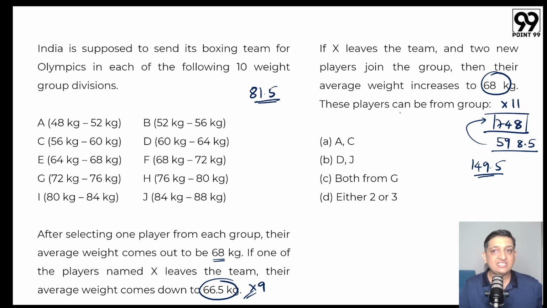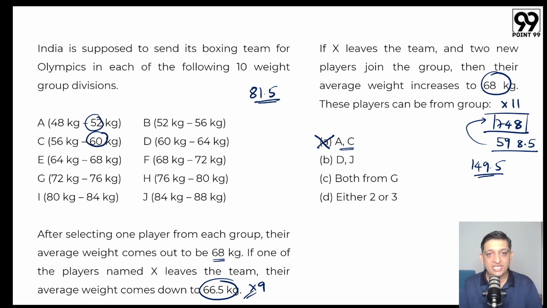Now we have to just look at the options. These players can be from the group A and C. Now if you look at groups A and C, the maximum weight of someone from A is 52, the maximum weight of someone from C is 60. Total will be 112 at most, but we need the total to be 149.5. So this is not my answer.